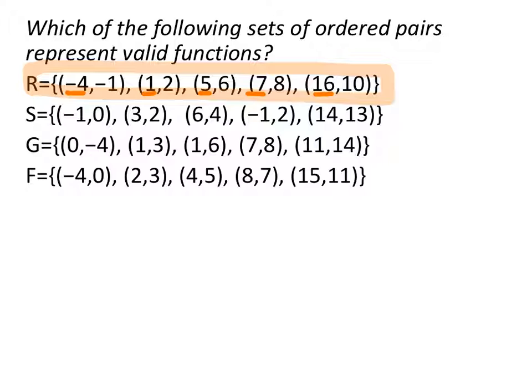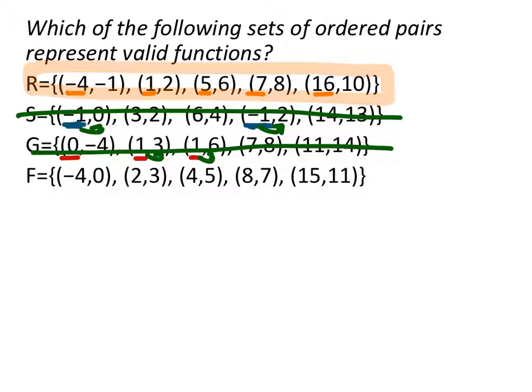For set S, on this one, I have a -1 x value there, but another -1 x value here. These two are producing different y values, so S would not be a function. Now for the other x values, it's still functioning, but for the -1, it's a malfunction, so that one is not a function. Next up, G. We don't have any other 0 x values, but we have these two 1s right here. And also they're producing different y values here, which means that this one also is not a function.